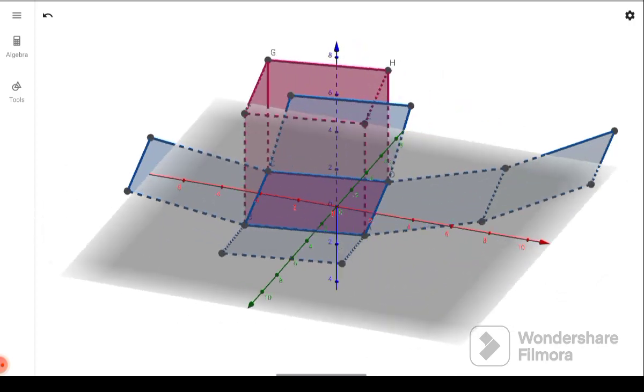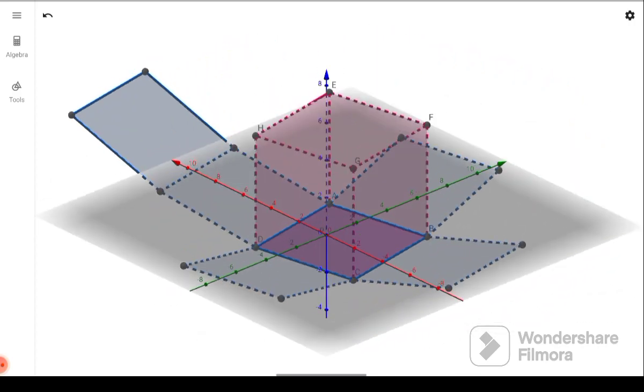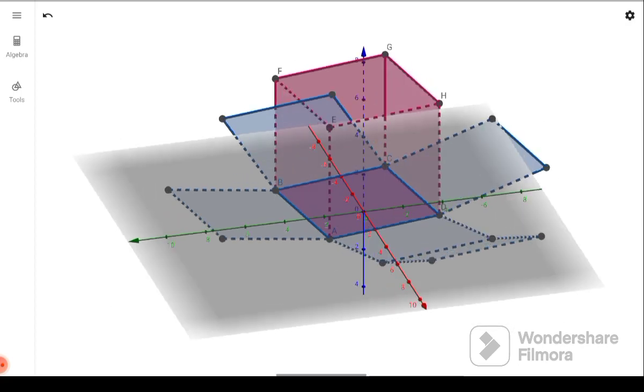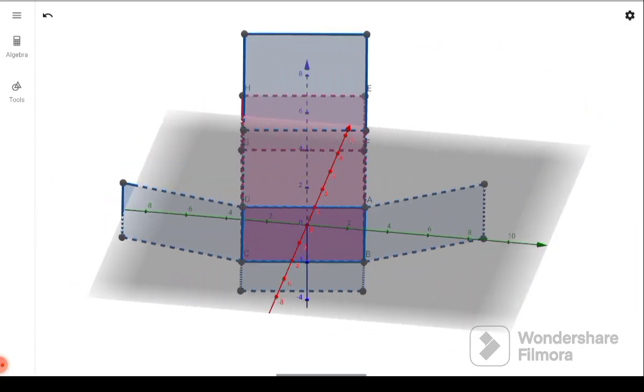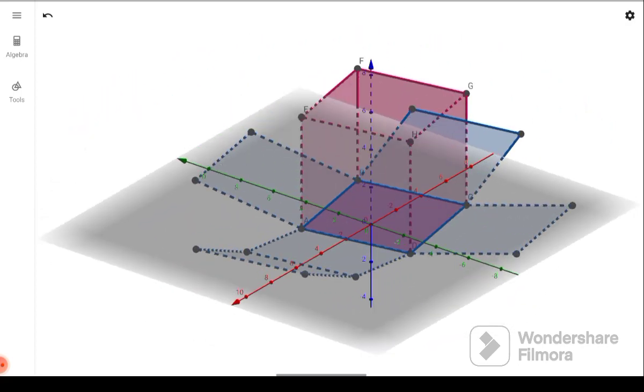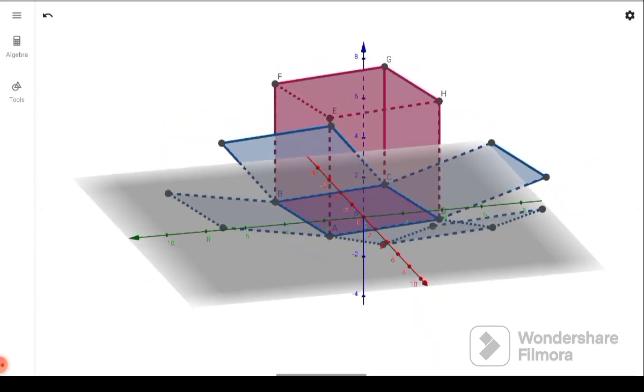So nice 3D concept is here from different sources. I'm collecting all these things for you people only. I hope you will enjoy it. Okay, so let's start.